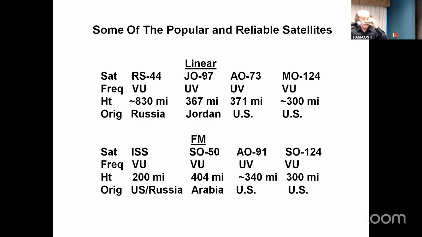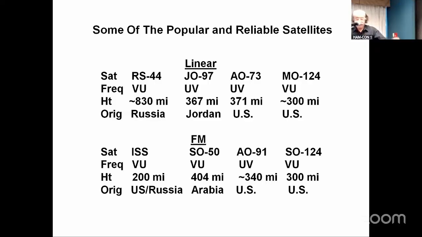The JO-97 is a UV. So it's loud because you're hearing it on VHF. It's lower, though. That came from Jordan. AO-73 is a U.S. satellite. That's a little weird. They kind of shut it on and off depending on when they feel like it. And then a new one this summer was MO-124, which is also a VU.